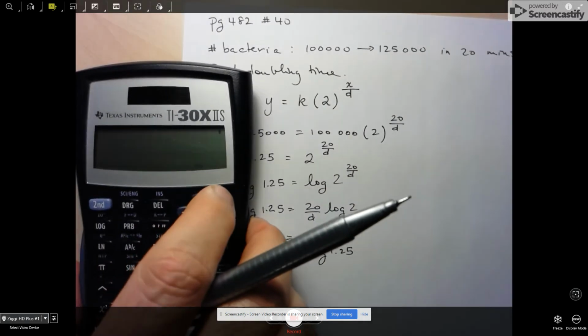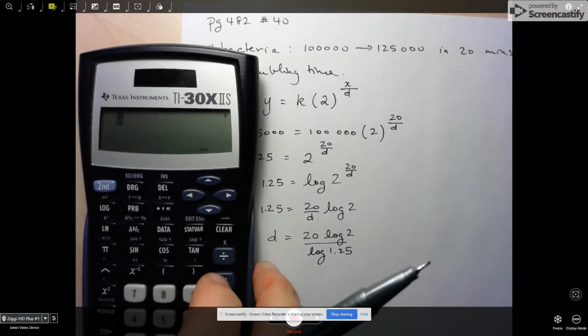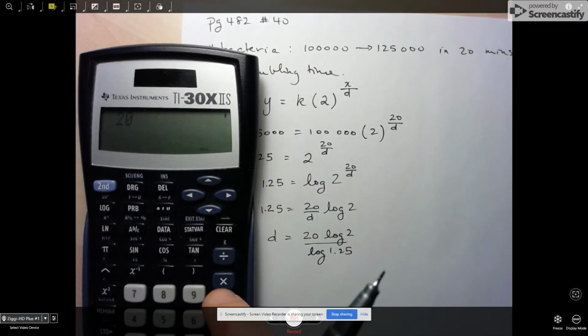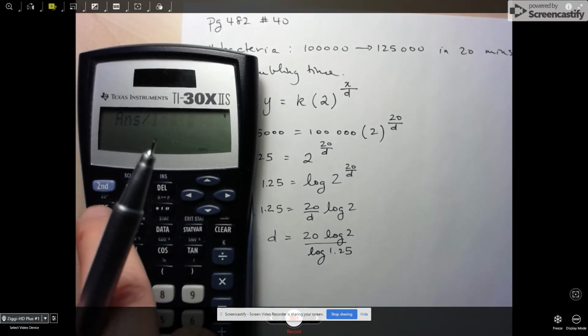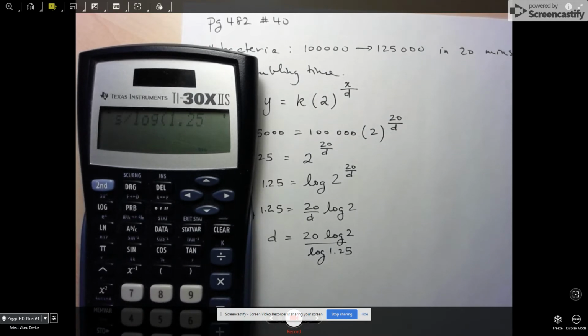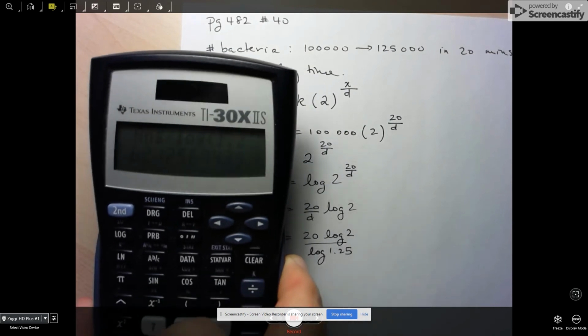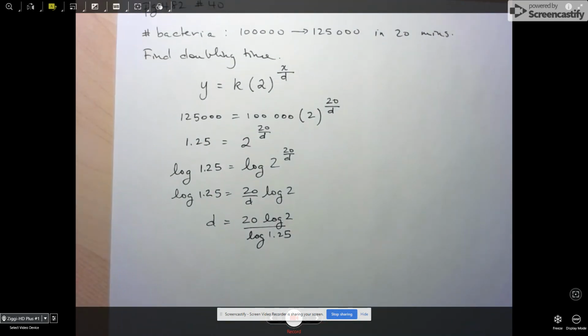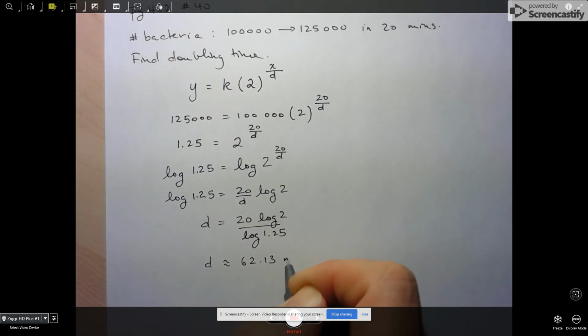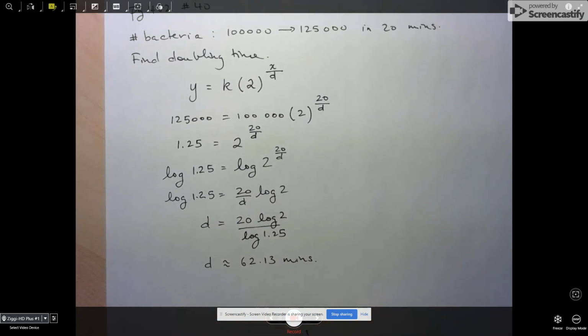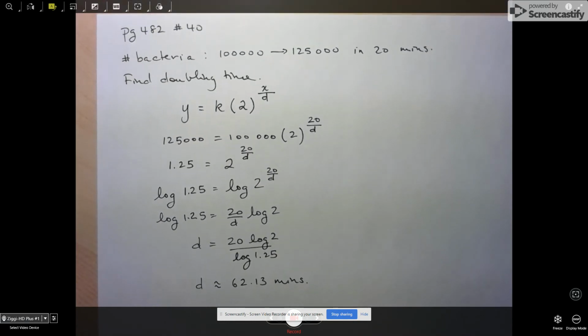So let's calculate this here. We've got 20 times log 2, divided by log of 1.25. And that gives us 61.13. Sorry, 62.13. So the doubling time is approximately 62.13 minutes.